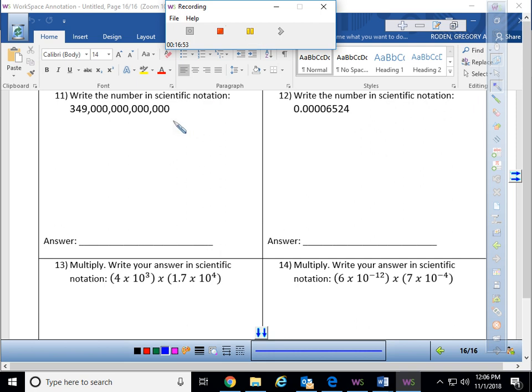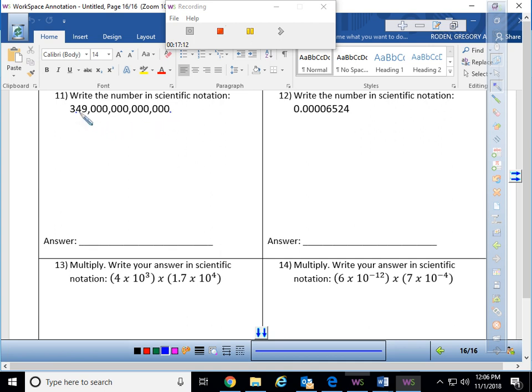Okay, so we want to write number 11 in scientific notation. We need to put that decimal right here, because if we put the decimal right there, it'll make it a number between 1 and 10. So the decimal is currently right here, and we're going to move it to right here.